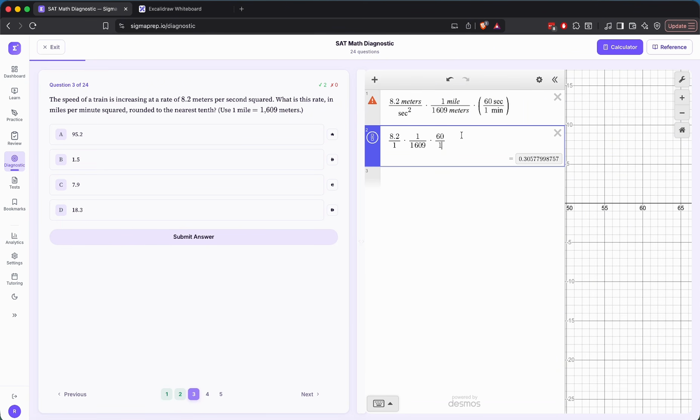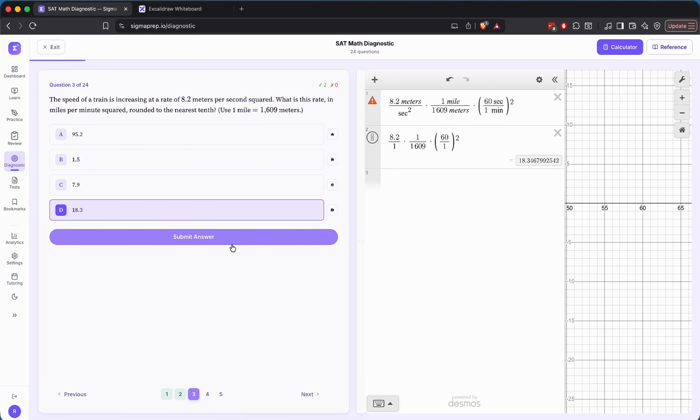But you see, this is the trap answer, right? Why? Because this was seconds squared. This is just seconds. How do I fix that? Well, it's simple. You just square it. So I would have this in parentheses with a square, and you see this is the correct answer now, right? So 18.3.